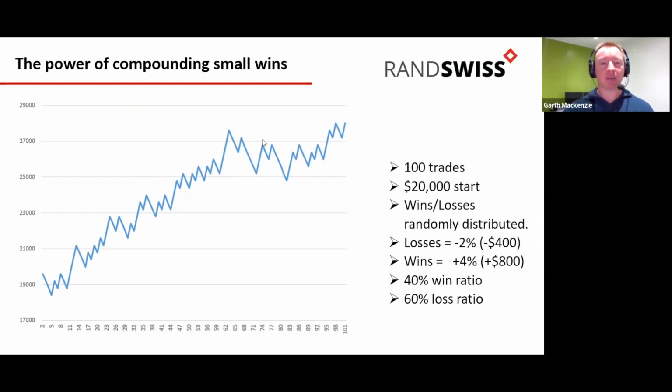You can see how that profit and loss equity curve gradually climbs into the top right corner of the page, notwithstanding the fact that you've lost on more trades than what you've won. But because you're winning bigger than what you're losing, you've got an edge, and your equity curve gradually climbs up into the top right-hand corner of the page.